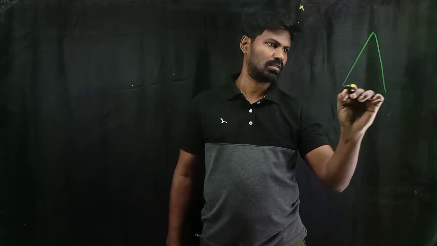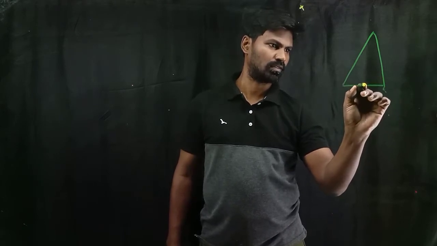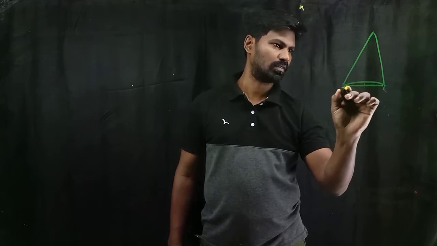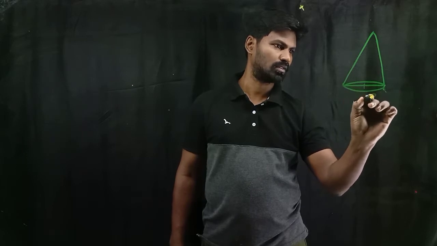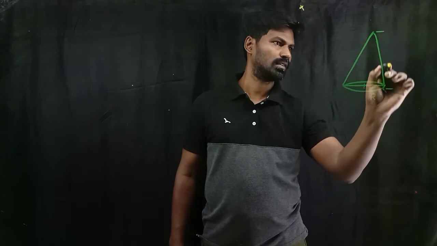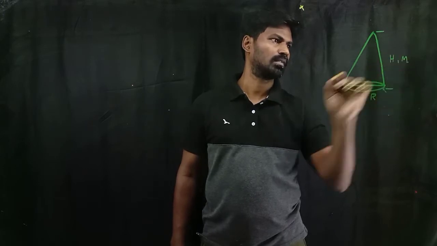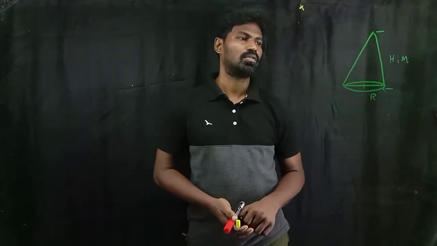Okay, so this is the base. From this center, I'm considering it will look like a circle only. The base will look like a circle only. Its radius I'm taking as capital R, and the height from the vertex to this base I'm taking as capital H, and its mass capital M. So the cone under consideration here is a hollow cone.